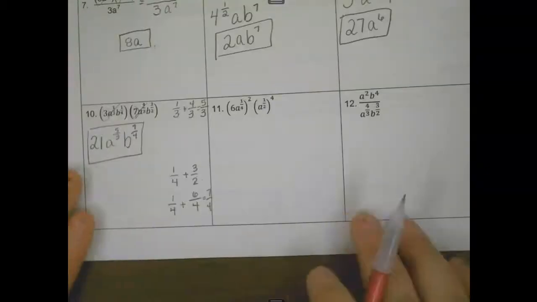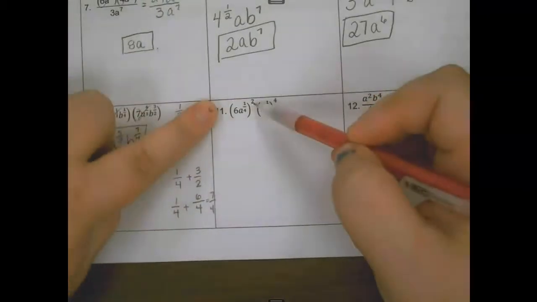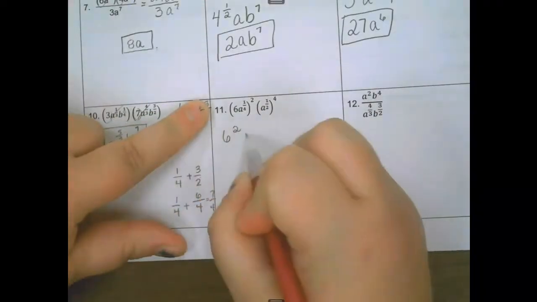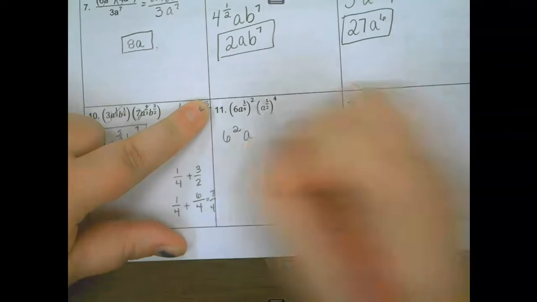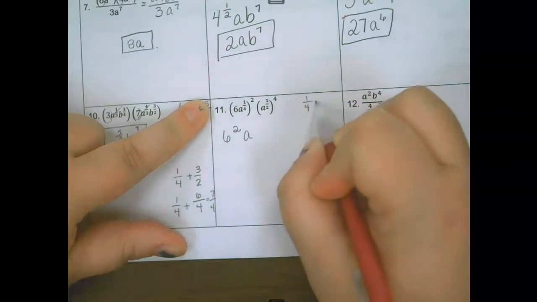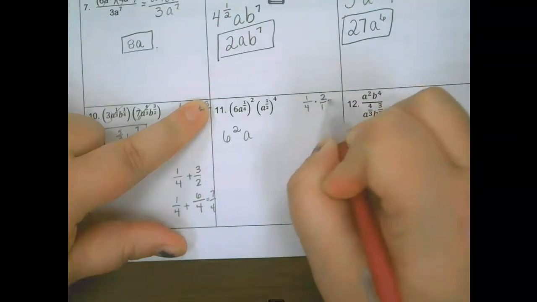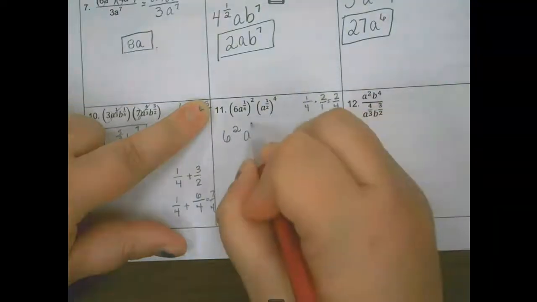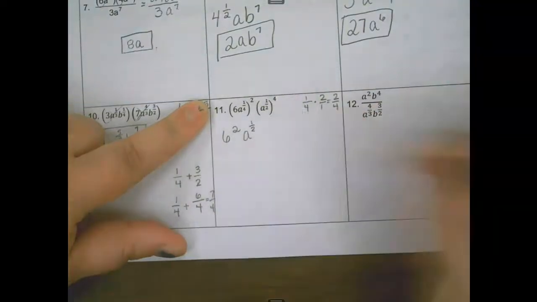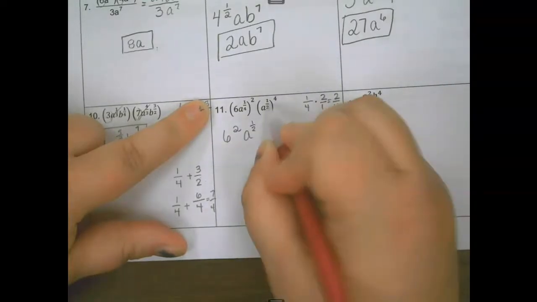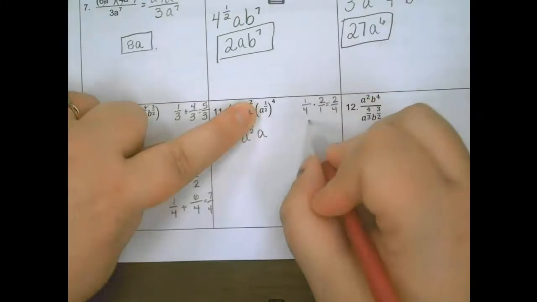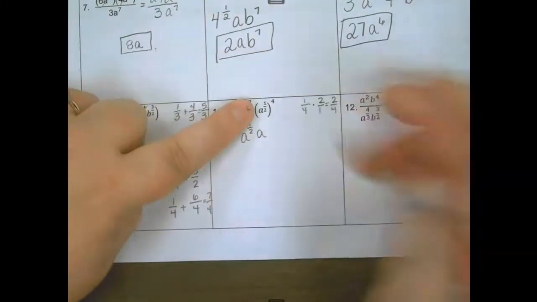Look at number 11. I have an exponent on the outside, so I'm going to distribute. So it's going to be 6 squared. a to the 1/4 times 2. To multiply fractions, you know you got them. Top times top, bottom times bottom. 2/4 simplifies to 1/2. We have another a. 1/2 times 4 is just half of 4, so 2.